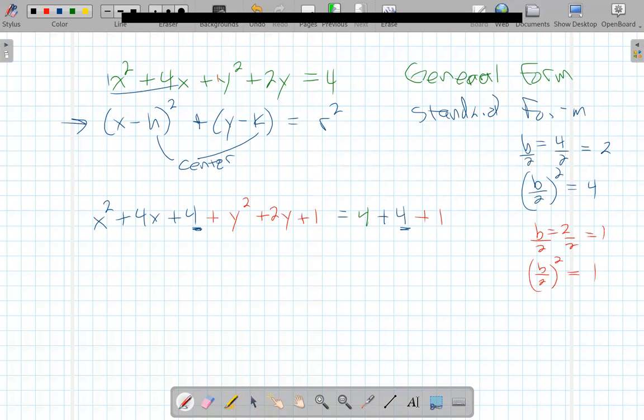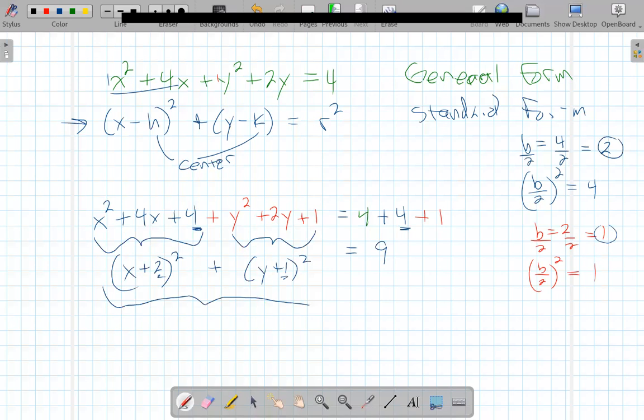All right, cleaning things up. 4 plus 4 is 8, plus 1 is 9 on that side. On this side, the point of adding that 4 is now this is the x plus 2 squared. And the point of adding the 1 is this right here can be more simply written as y plus 1 squared. So it's always that halved number that goes inside. So now I know this is the standard form of this circle.